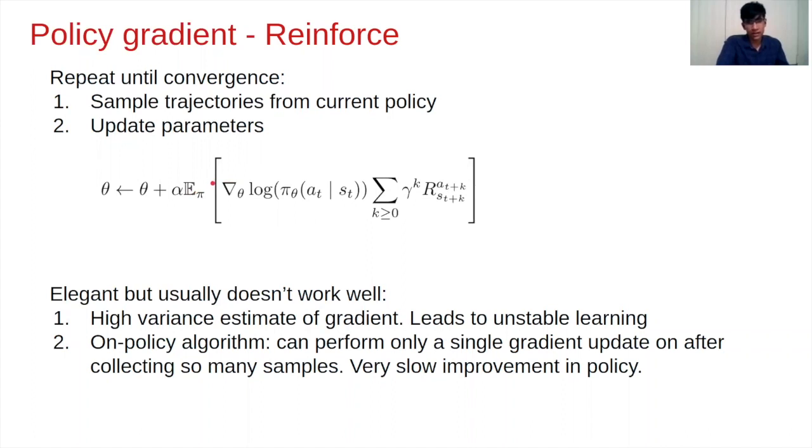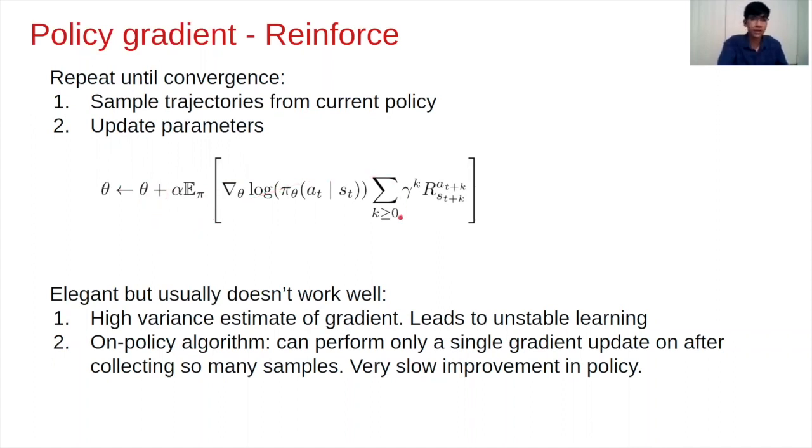And this expectation in practice is approximated with an empirical average. This is really like gradient descent, but here we have gradient ascent, because in supervised learning, typically we try to minimize the loss. Here we are trying to maximize our return. So we are doing plus over here. In supervised learning, we typically have a negative over here.